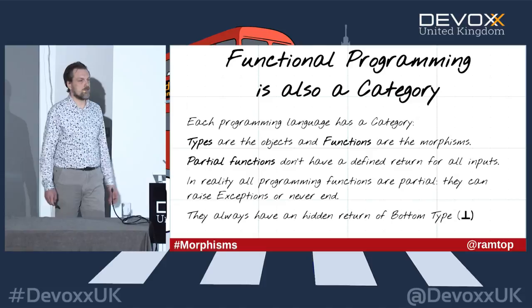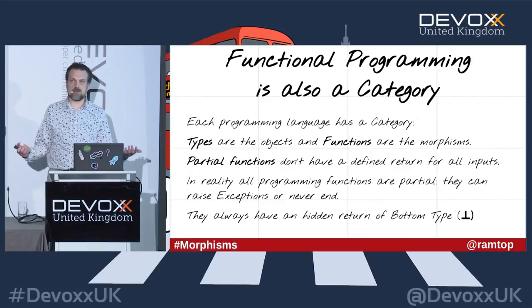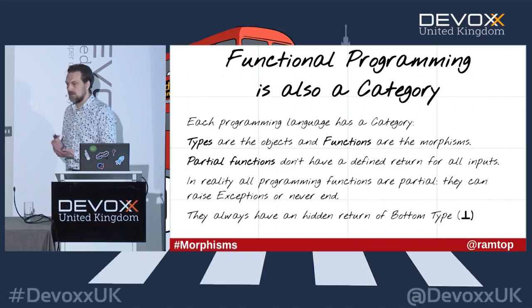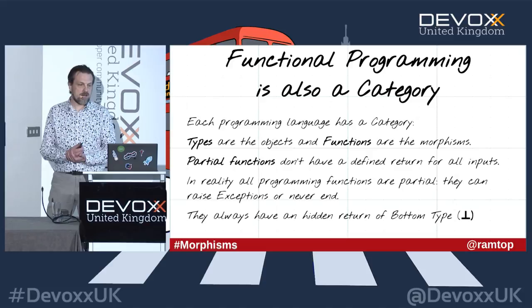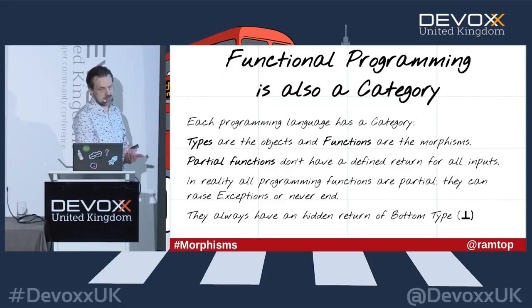And functional programming, when we talk about functional programming more strictly speaking, is a typed lambda language, is a category. And in programming, the objects are the types that we have, so the classes, for example, and the functions are the morphisms.